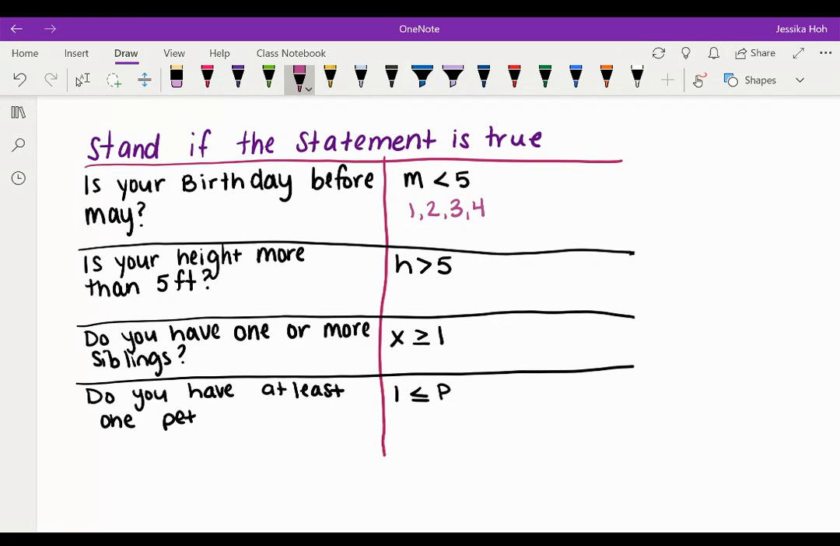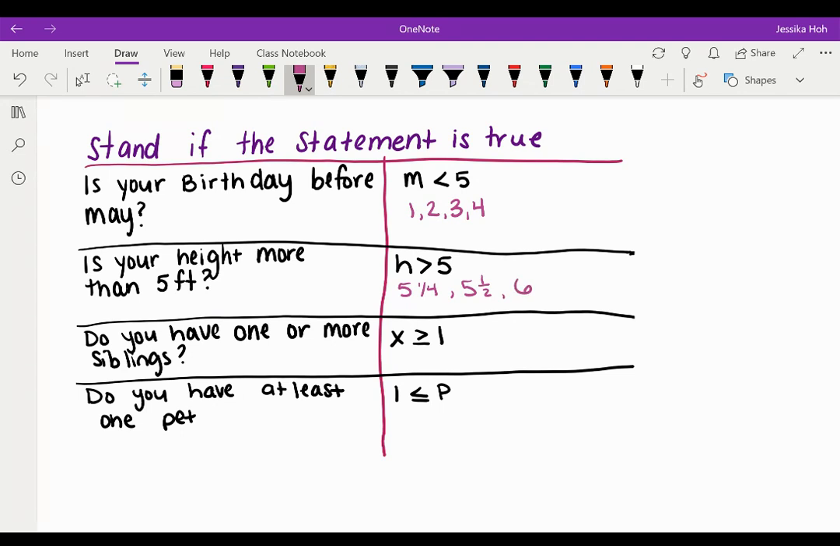Is your height more than 5 feet? Please stand. I have h represented as height, so it's saying height is greater than 5. So anything that would work would be 5 and a fourth, 5.5 feet, 6 foot, etc.